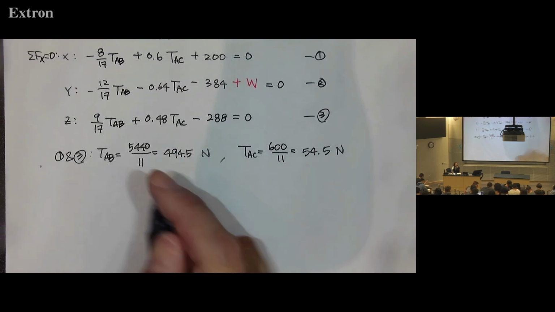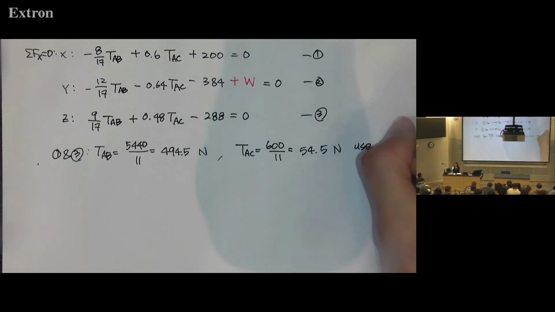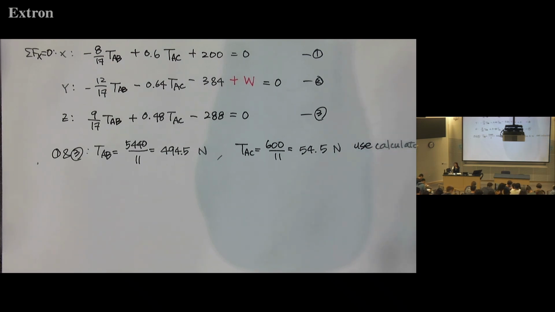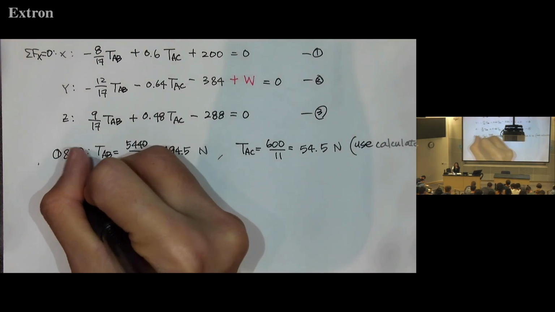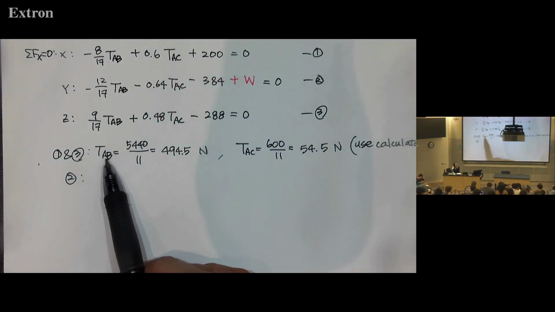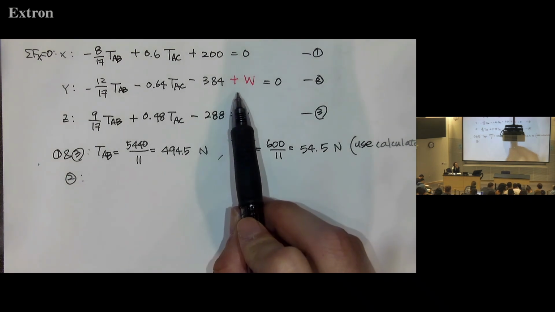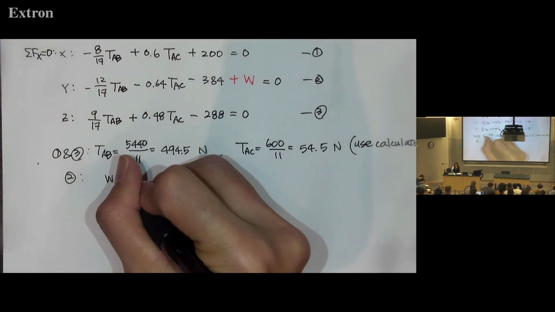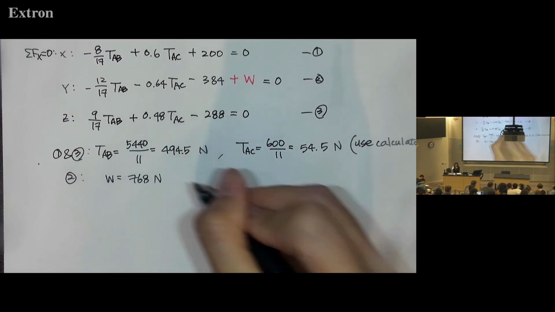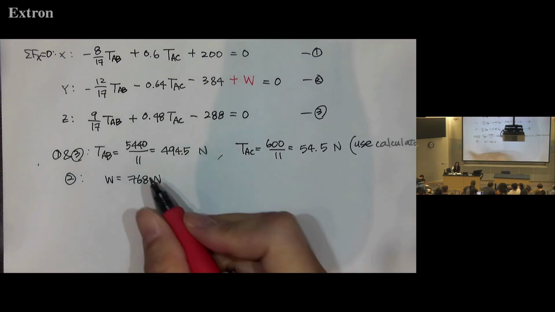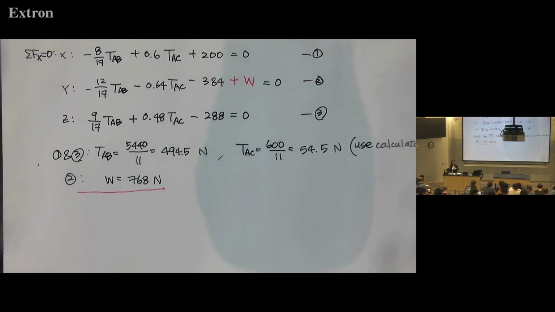Okay, then so I mark here. So use your calculator. That is the tip. And then once you know TAB and TAC, you can find W from equation 2, and I'll give you W. Okay, any questions? Okay, good.